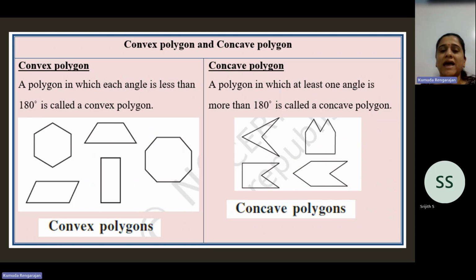What do you call an angle which is more than 180 degrees? See, if an angle is equal to 90 degrees, we call it a right angle. In the same way, an angle whose measure is more than 180 but less than 360 is called a...? Concave angle. No, we're talking about angles. If an angle measures less than 90 degrees, what do you call that angle? Acute angle. An angle whose measure is exactly 90 degrees? Right angle. Exactly 180 degrees? Straight angle. Good.